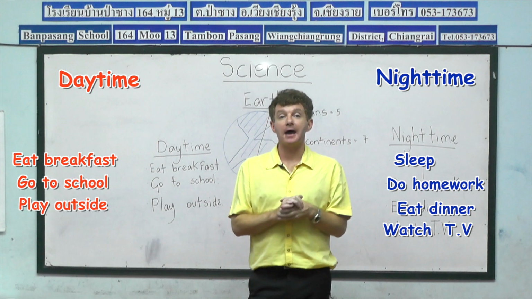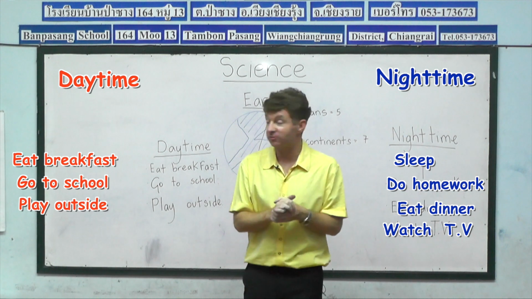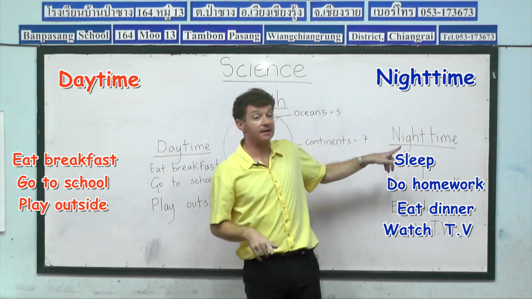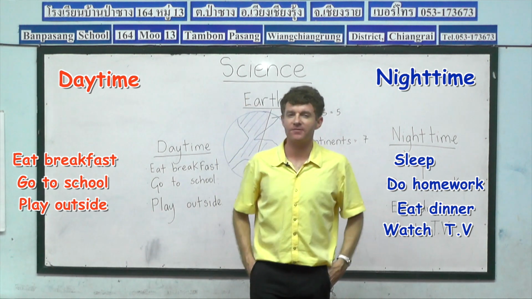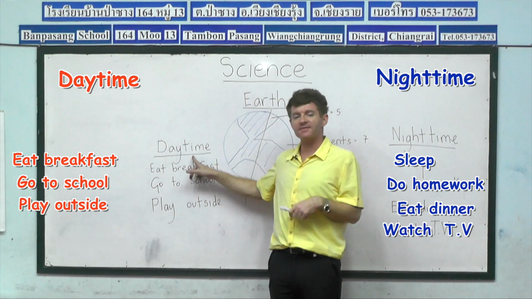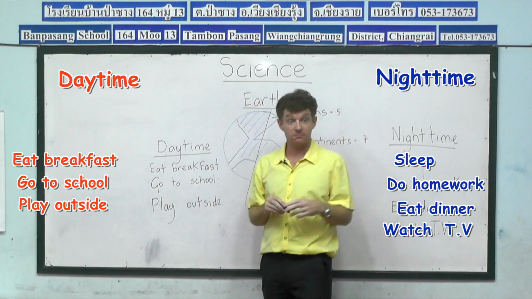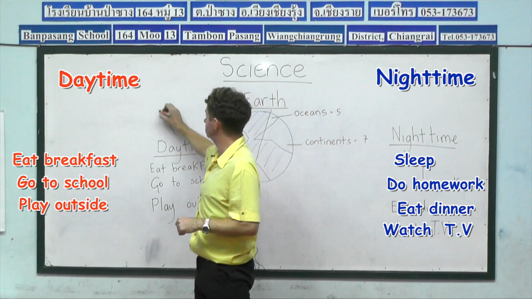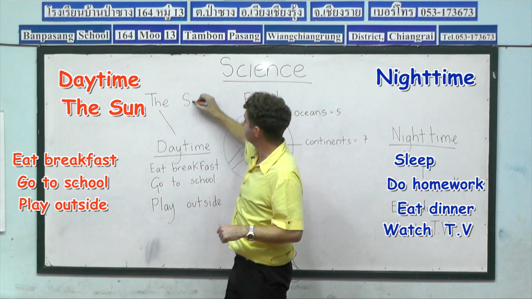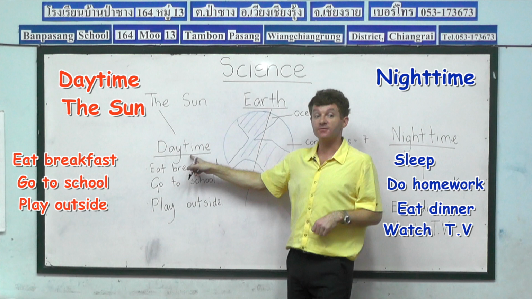And what we're going to do now is we're going to move on and have a look at the two objects that are most responsible for creating daytime and nighttime. I think we've already heard these words in the lesson, but we'll ask again now. If we go outside at daytime and we look in the sky, what will you see? The sun. Excellent. You will see the sun, T-H-E S-U-N. The sun creates daytime.